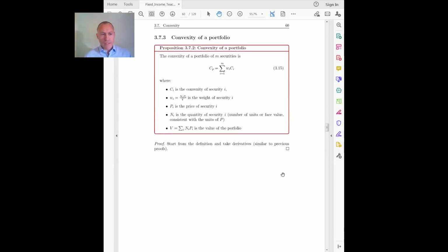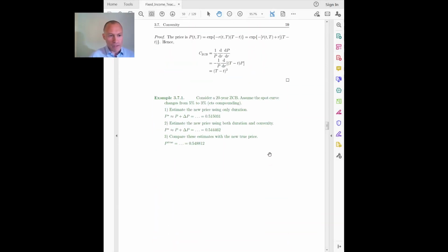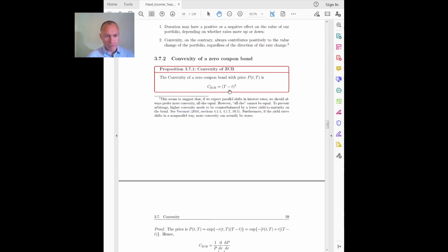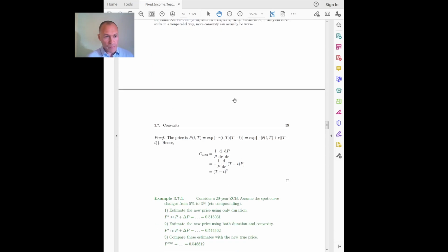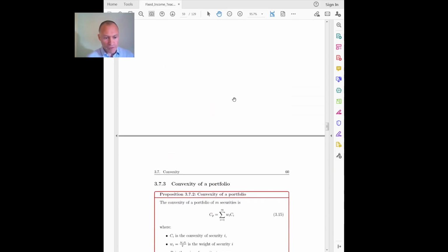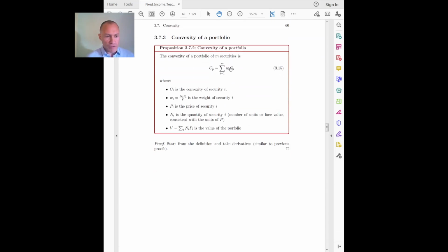So that was rule number one, the convexity of a zero coupon bond. It's just the time to maturity squared. Second rule, the convexity of a portfolio. And this one is exactly like the rule we had for duration. The convexity of a portfolio is just the weighted average of the individual convexities. And the weights are, again, as before, the natural weights, meaning the value of each security relative to the total value of the portfolio.